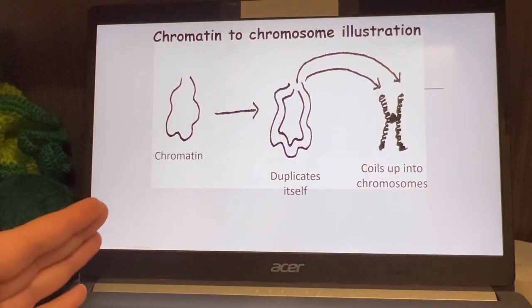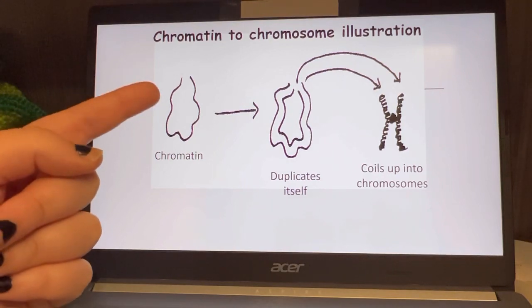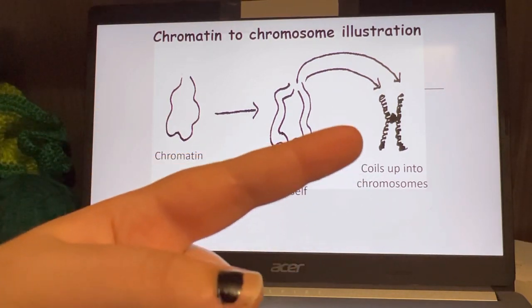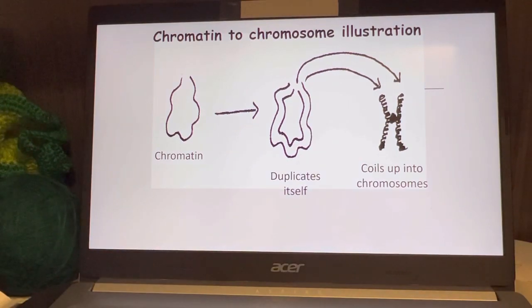Okay, chromatin to chromosome illusion. Chromatin, weird noodles, duplicates itself and then it coils up into chromosomes. You get more funky weird noodles.